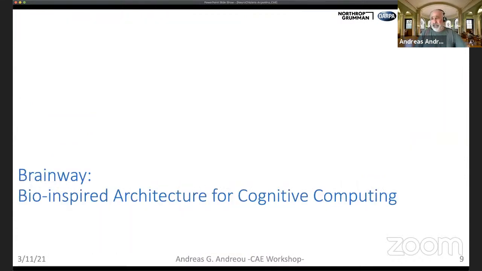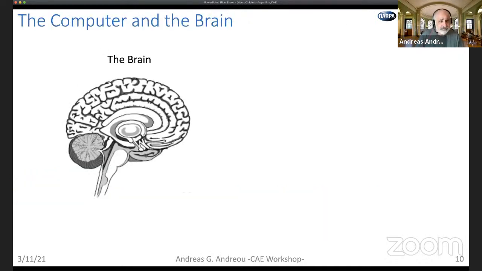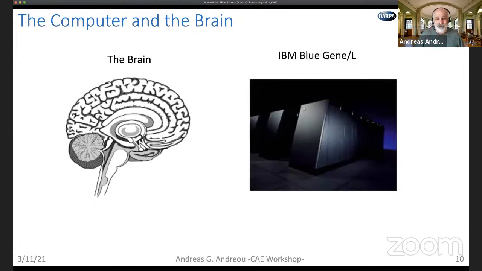So let me now introduce you to the architecture for cognitive computing, the bio-inspired architecture, which we call Brainwave. The brain, of course, is what you use to listen to this presentation and try to make sense of what I'm trying to say and trying to understand my Greek accent, speaking English, as someone who is not a native speaker. By comparison, some of the most powerful computers that we have today, and the IBM Blue Gene is one of those computers.